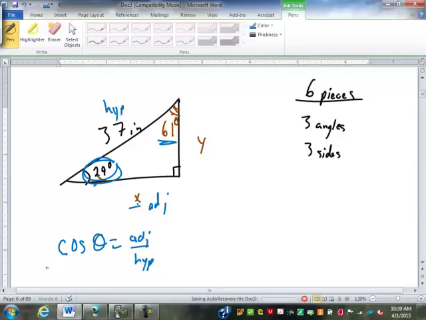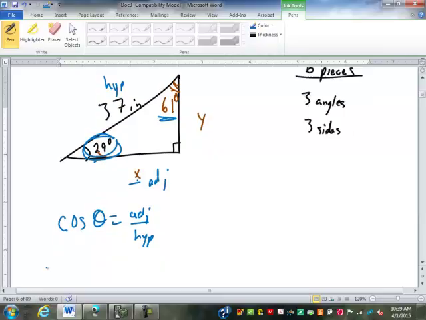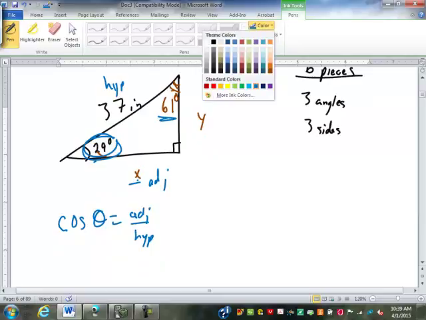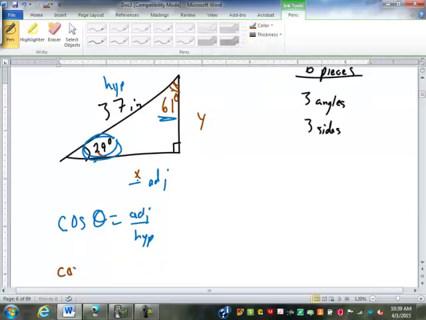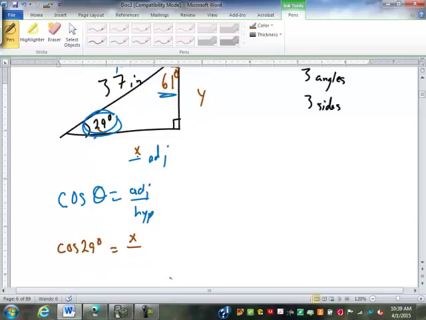I always start out by writing out the trig function. At least for you guys at this beginning stage, it's really, really helpful to do it. Now I can just fill in my information. Do I know the angle? 29 degrees. Do I know the adjacent side? No, that's X. That's what I'm looking for. Do I know the hypotenuse? Yes, better, because I already have one unknown.